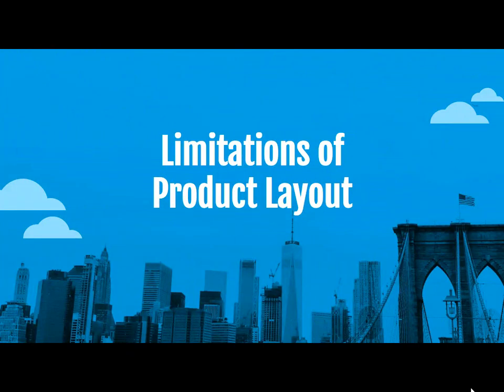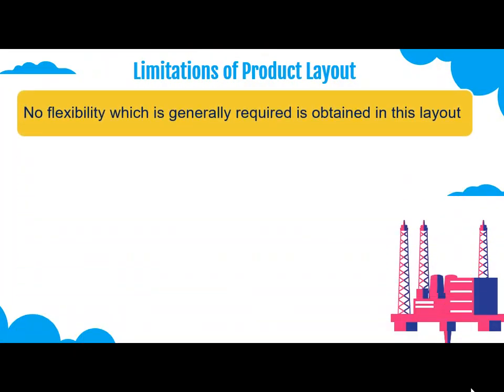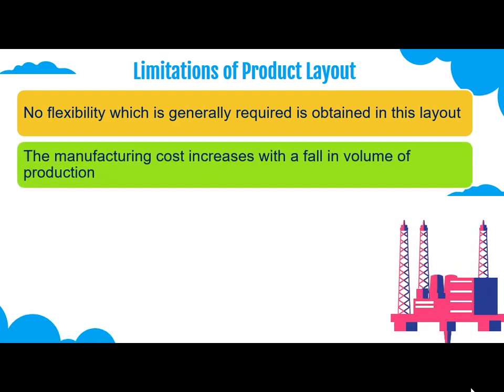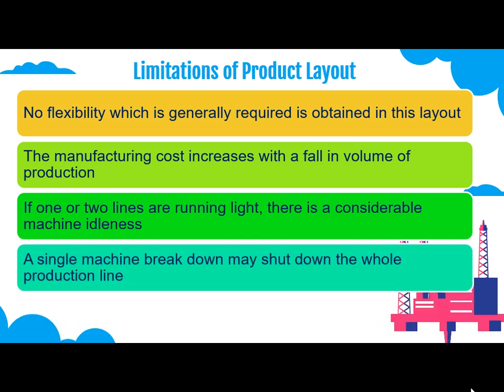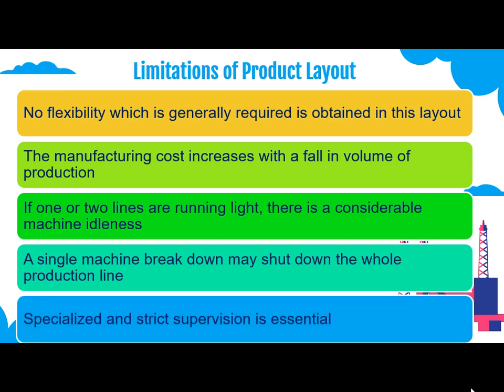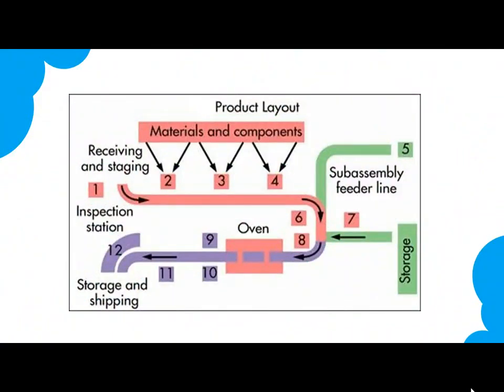Now we will see some limitations or demerits of product layout. No flexibility, which is generally required, is obtained in this type of layout. The manufacturing cost increases with a fall in volume of production. If one or two lines are running light, there is considerable machine idleness. A single machine breakdown may shut down the whole production line, and specialized and strict supervision is essential for the product layout.